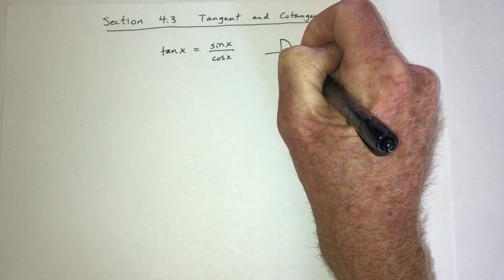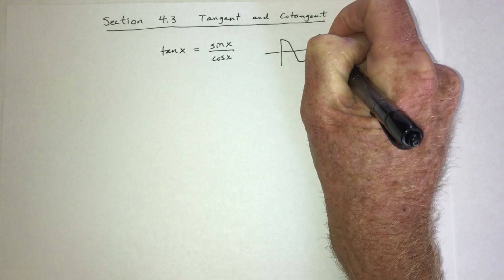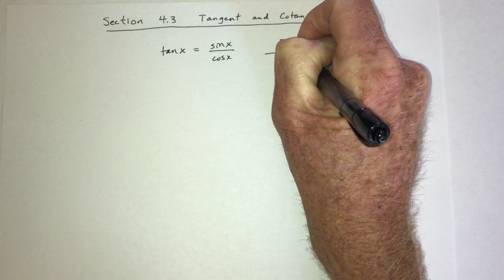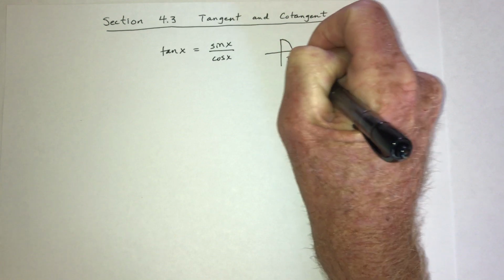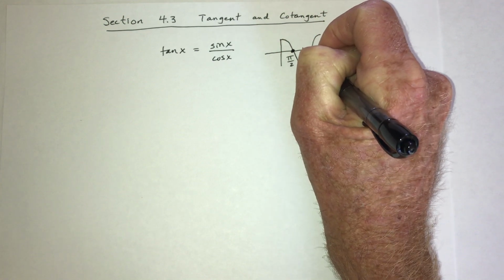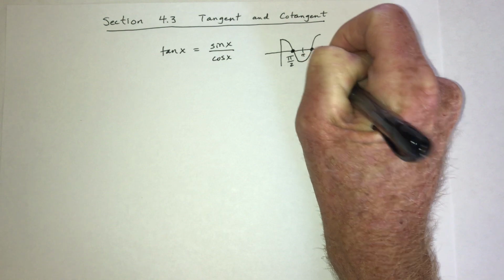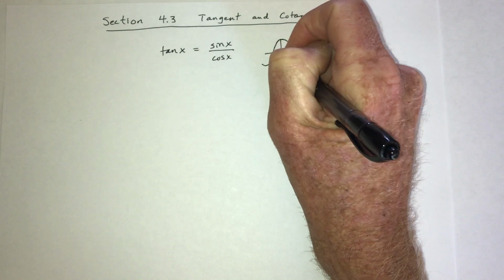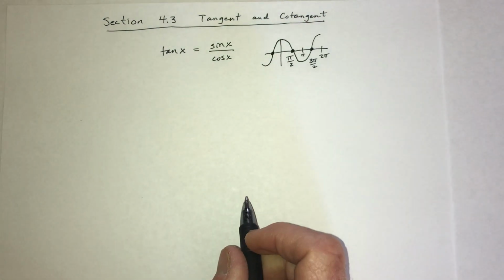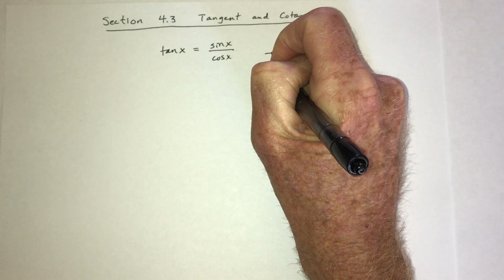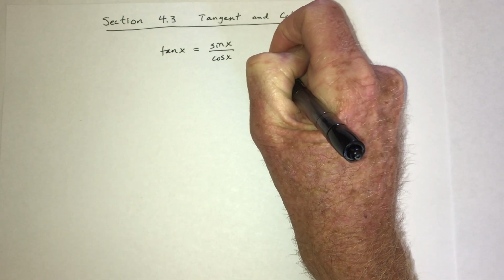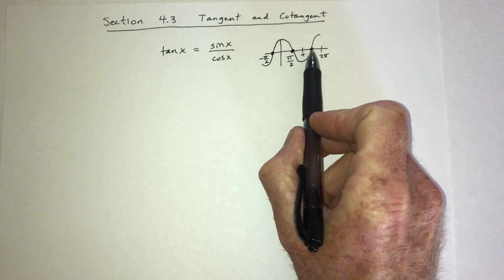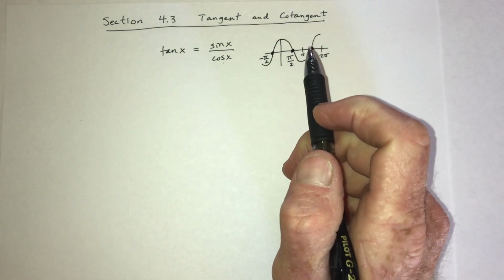So here's the cosine graph. And then right here, it's equal to 0, which is pi over 2. And right here, it's equal to 0, and that's 3 pi over 2. And if you were to continue the graph this direction, then right here, it's equal to 0 again, and that's at negative pi over 2. So in all of these places, tangent is going to be undefined because of division by 0.